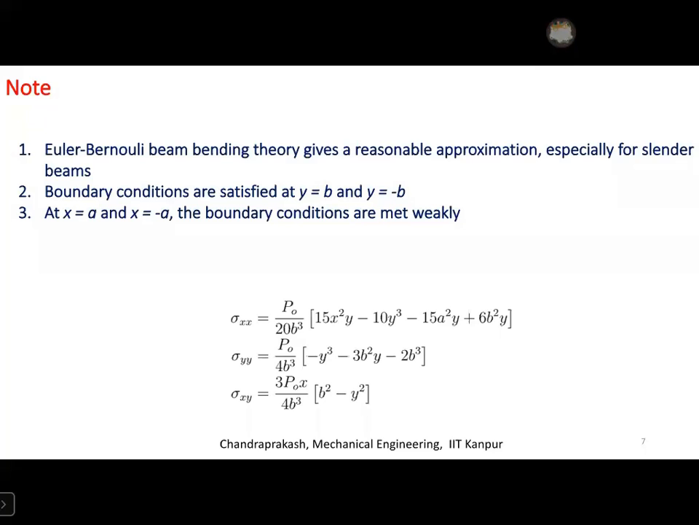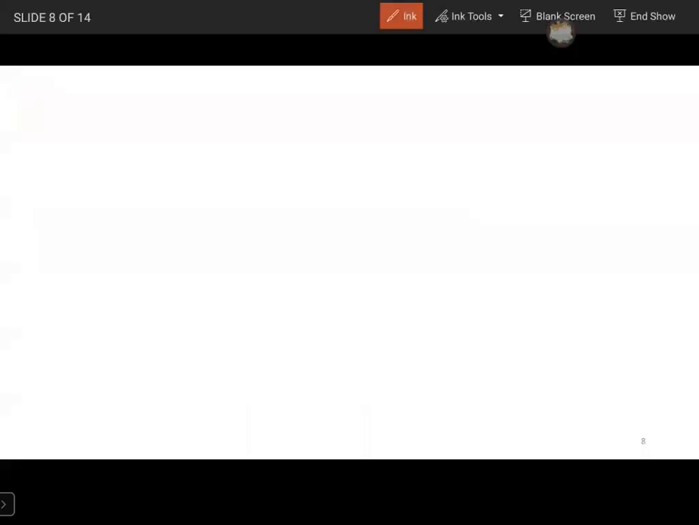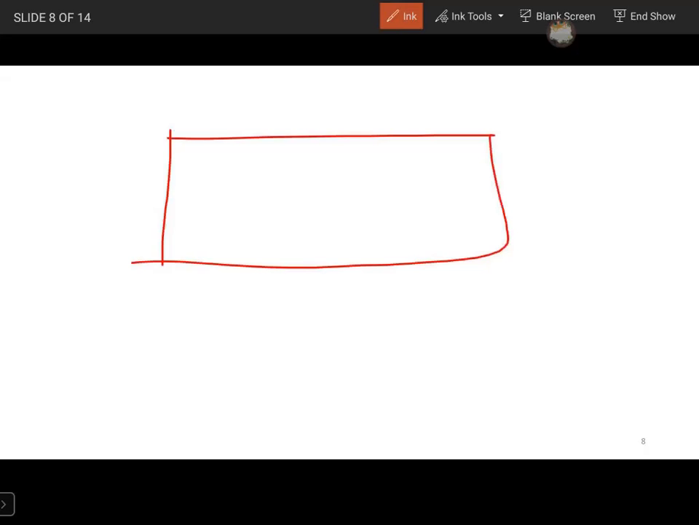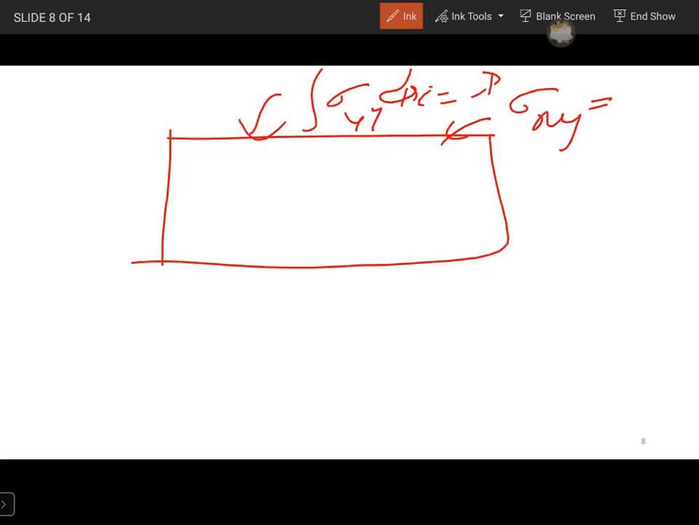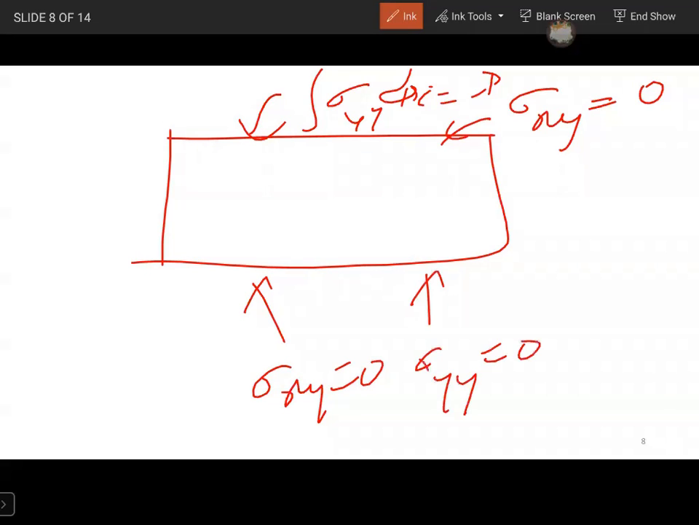Okay. Now, I would just rewrite or revisit the boundary conditions, whatever we have said. This was the beam, right? And at this surface, you had sigma yy equals minus p, and at the same surface, sigma xy equals 0. And on the bottom surface also, sigma xy equals 0. And here sigma yy equals 0.